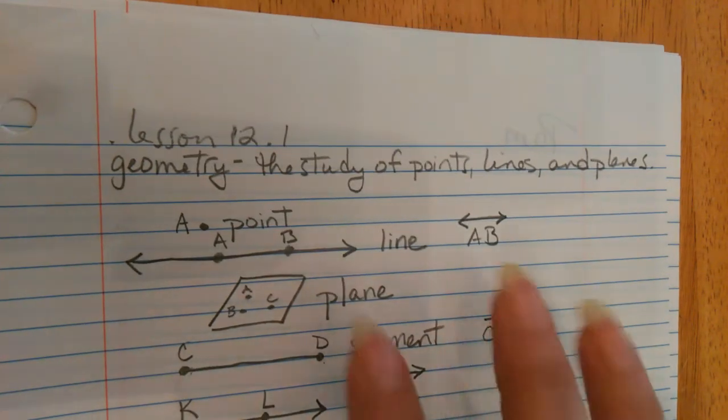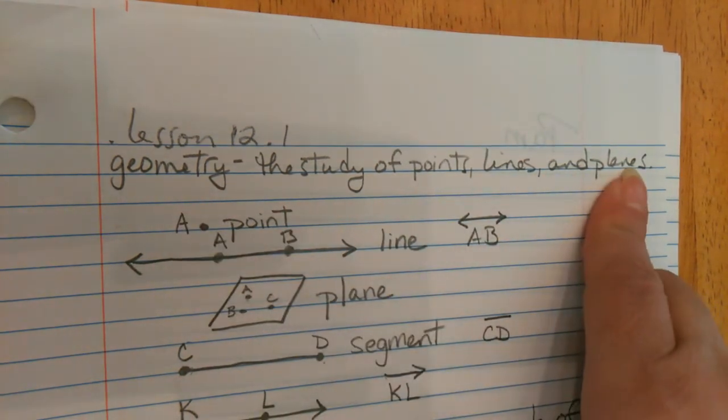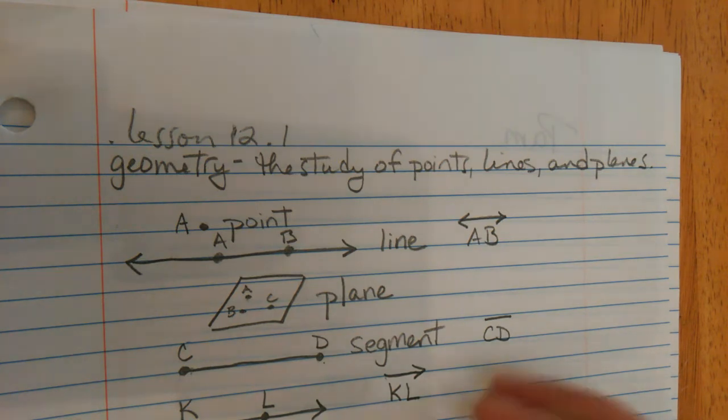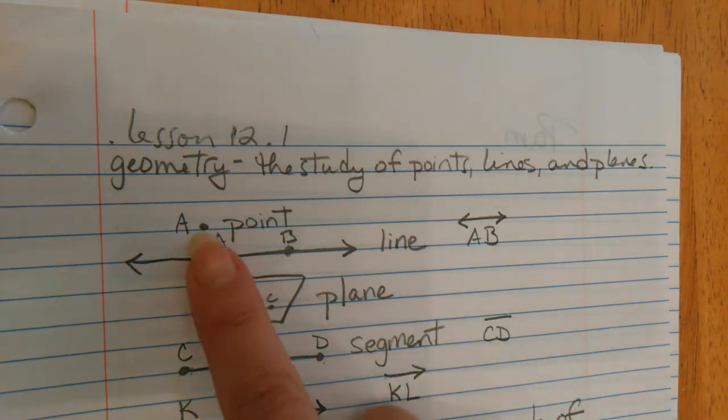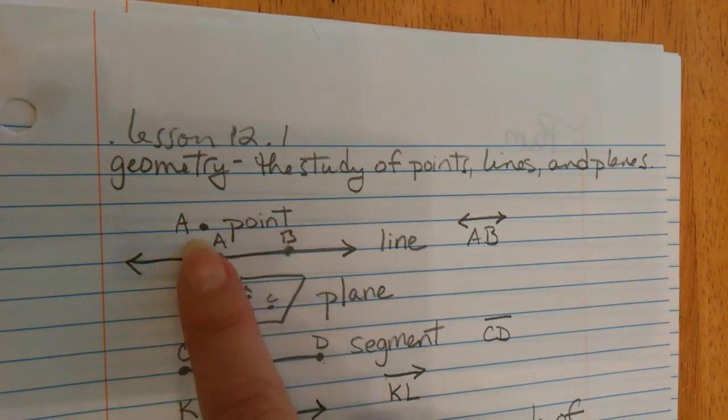All right, first off, we need the definition here of geometry. Geometry is the study of points, lines, and planes, so you need to write that down in your notebook, okay? Then, some of this should be review for you, but we need to know the diagrams or the images that go along with some of our geometric figures. So, for instance, a dot is a point, and it's usually named with a letter. So this, for instance, would be point A.